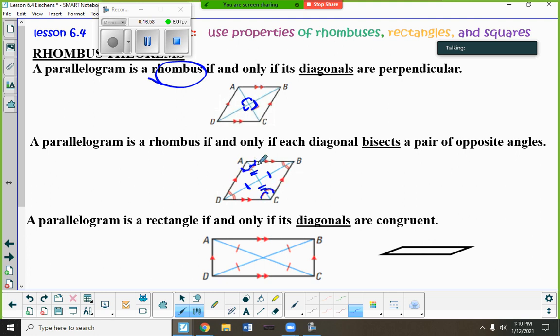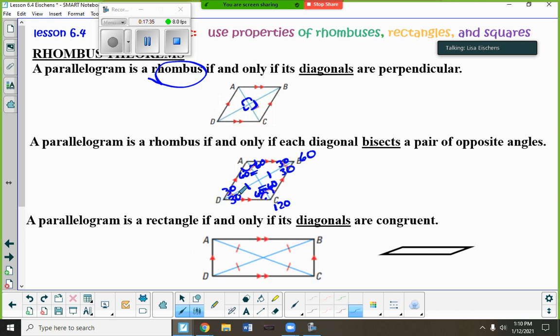So these two are the same. Like if this was 60 and this was 60, these two would both be 60 and 60, which is 120, which means C and B are supplementary. So that would be 60 altogether, which would make 30 and 30. And then opposite angles are the same. So that happens with a rhombus. So with a rhombus, diagonals are perpendicular, they bisect opposite angles, and they bisect each other.